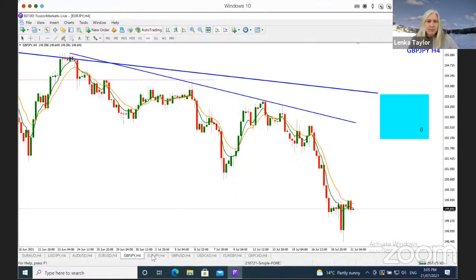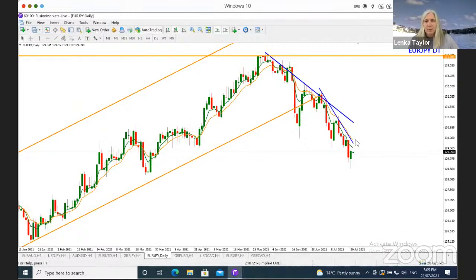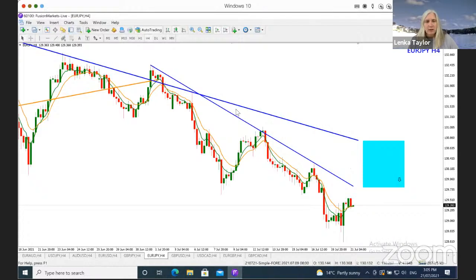Next currency pair I'm looking at is Euro JPY. So on the daily, Euro JPY going down. So looking for shorts, short entries. At the moment, the price is a little bit up. I am looking really for the price to come up to this level or even higher before looking for a short entry.